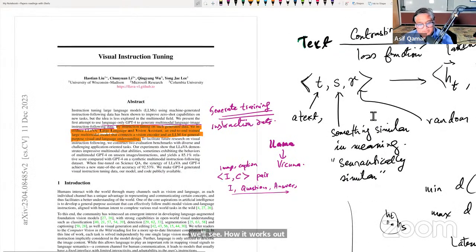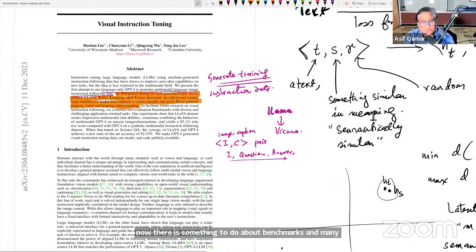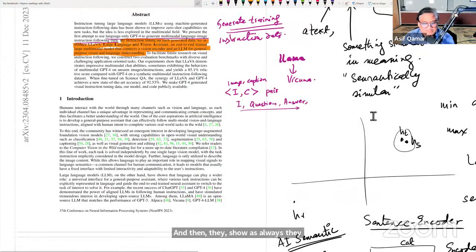To facilitate further research on visual instruction following, we construct two evaluation benchmarks, etc. So now there is something to do about benchmarks and many other things. And then they show, as always, people have to show that the results are quite impressive. And we will see that indeed the results are quite impressive. So I won't go into too much of the introduction.